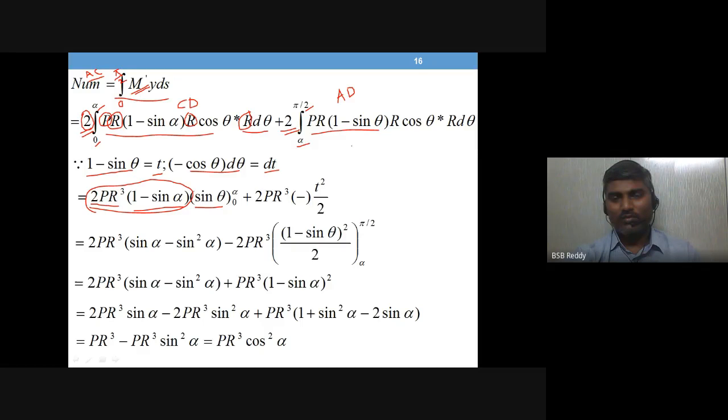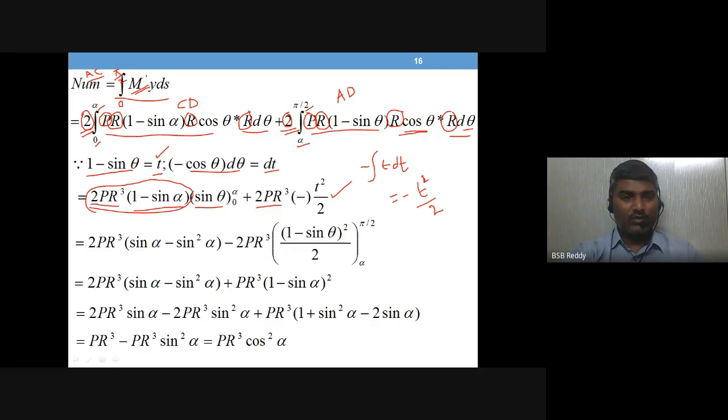What about the second one? Now you see 2 times PR, another R here and another R here. Okay, this is M dash Y ds. So 2 times PR cube is coming out here, and what you have is integral 1 minus sine theta, which means t. Cos theta d theta means minus dt. So what you have is minus t square by 2. Okay, so this is what is written here.